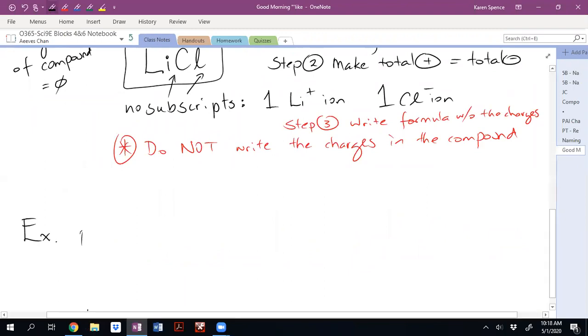Potassium nitride. All right, potassium is an element, nitride. When you see the ending -ide, does that make you think of a polyatomic ion or does that make you think of a monatomic ion?